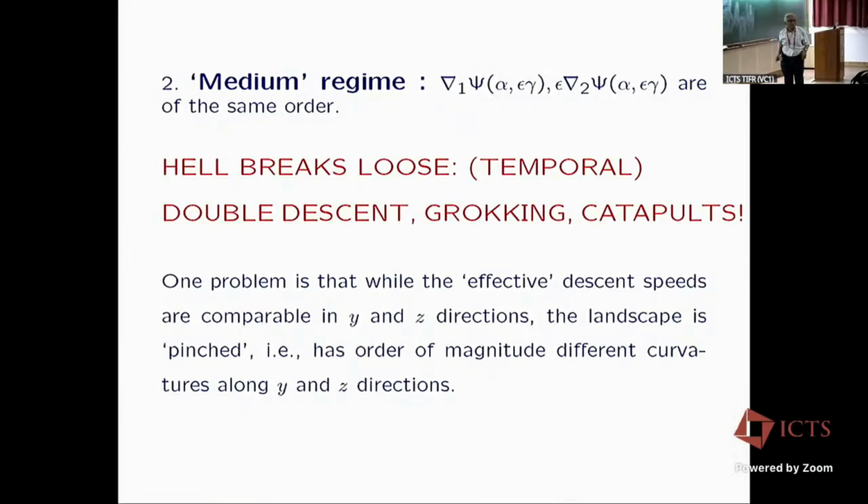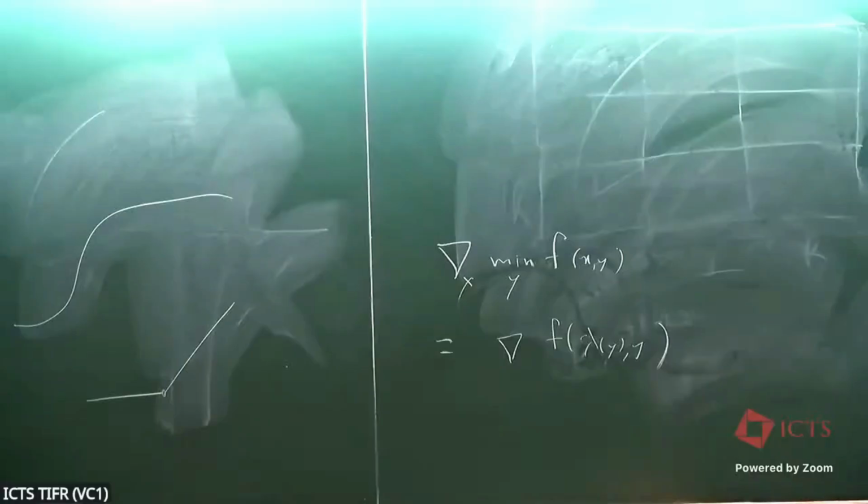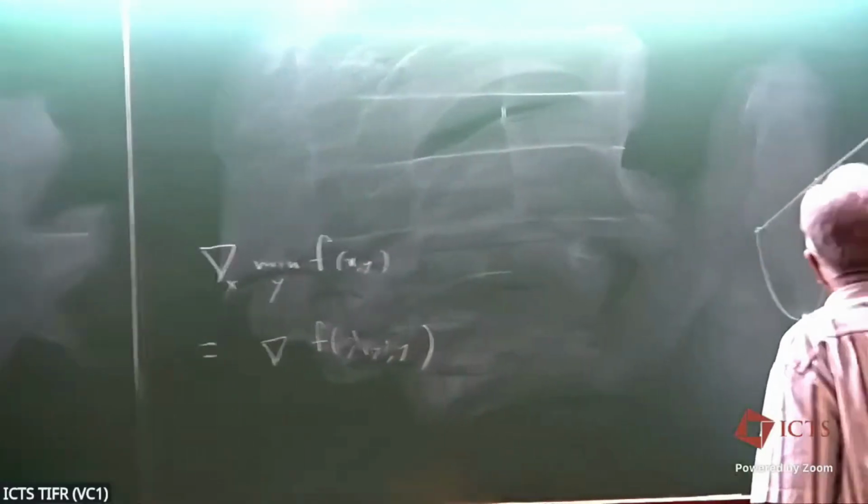There are multiple phenomena with exotic names, which I did not cook up. It's from the machine learning literature. So I will describe them later. And first, I'll give some intuition. The thing is that because the y is being multiplied by epsilon, what you get is what's known as a pinched landscape. So you are going down something like this kind of a landscape.